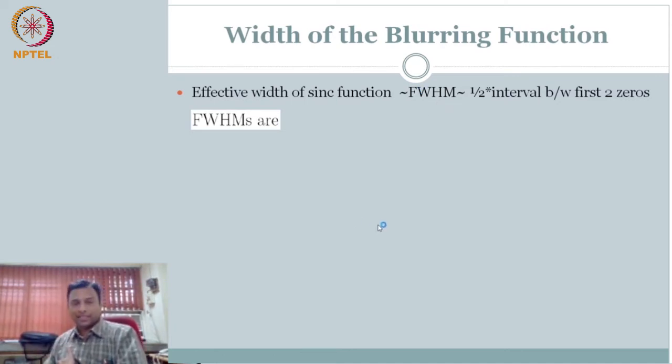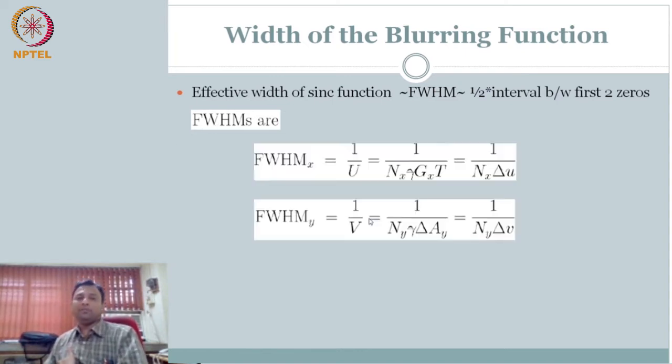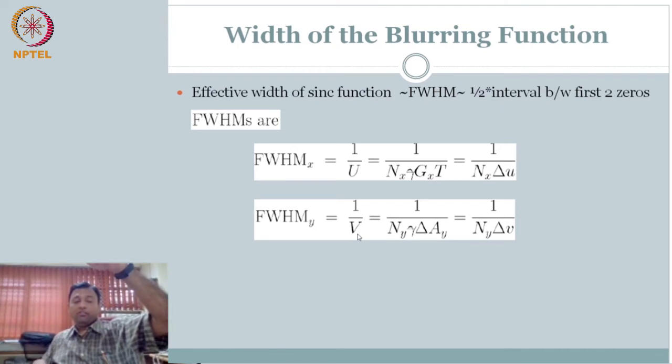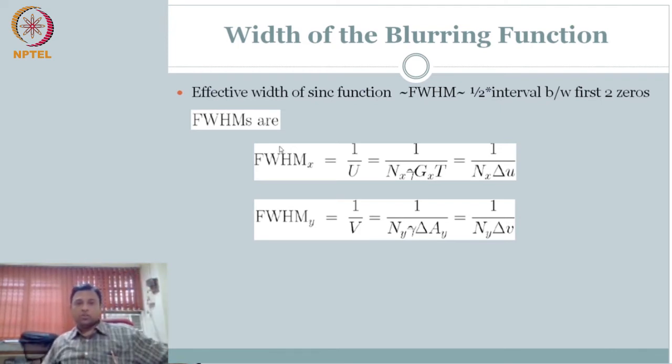So now I know my signal, which is a sinc function. I can write the full width half maximum. So I will write full width half maximum turns out to be 1 by u. What is this u? This is the extent in u direction. What is this capital V? Extent in frequency domain in v direction. So now you see full width half maximum is 1 by u. Substitute for u, you get nx delta u.